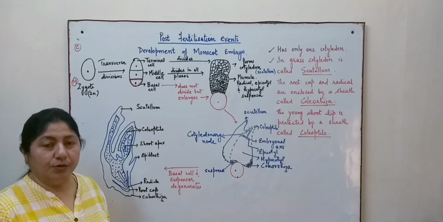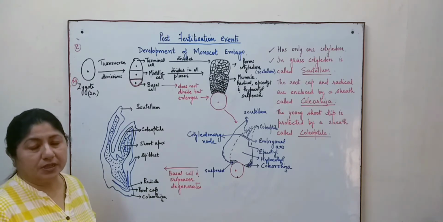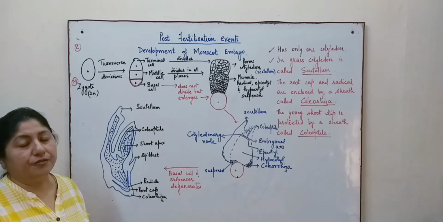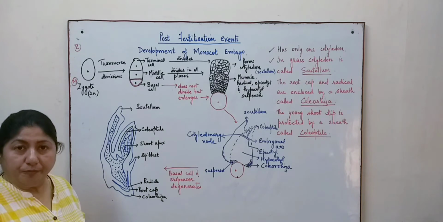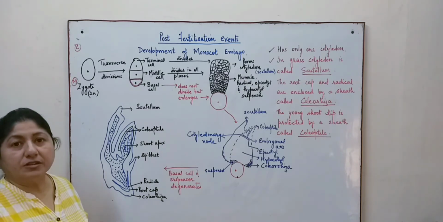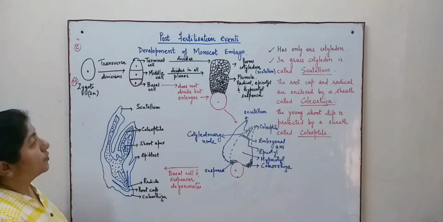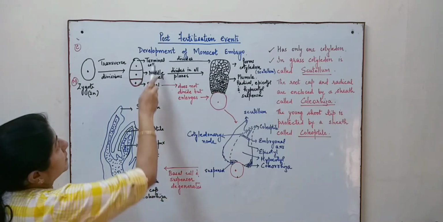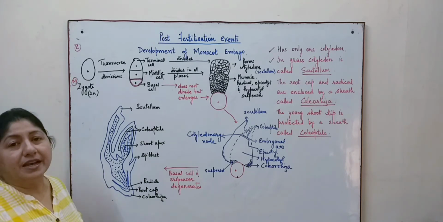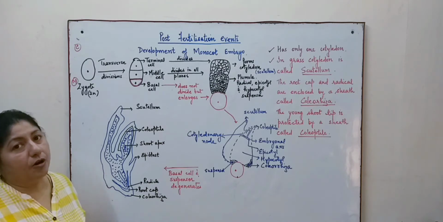In this video, we'll be again studying the post-fertilization events, that is, the events that take place after the process of fertilization. In the previous video, we studied the development of a dicot embryo, where the two cotyledons were formed. Now we are going to study the development of a monocot embryo, and grass is taken as a very common example to study the development of the monocot embryo.